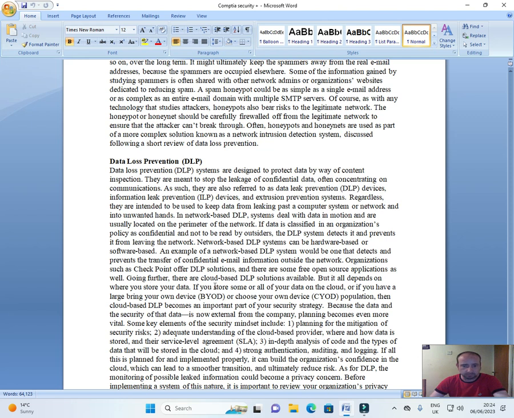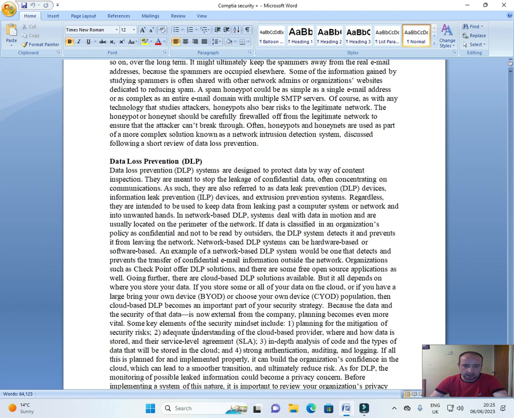Going further, there are cloud-based DLP solutions available, but it all depends on where you store your data. If you store some or all of your data on the cloud, or if you have a large bring your own device (BYOD) or choose your own device (CYOD) population, then cloud-based DLP becomes an important part of your security strategy. Because the data and the security of the data is now external from the company, planning becomes even more vital.